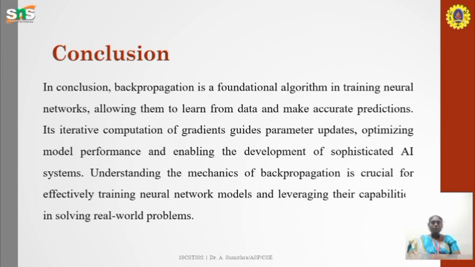As research in optimization algorithms, regularization techniques, and network architectures continues to advance, backpropagation remains a fundamental tool for building and training neural networks to achieve remarkable performance across various domains.